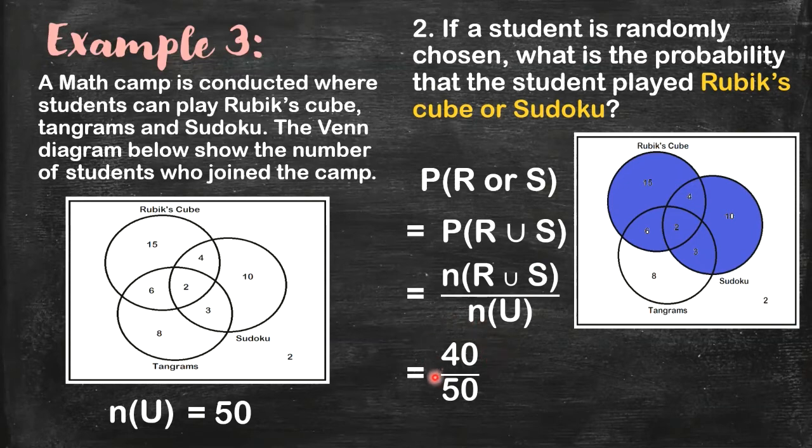Okay? So, after getting 40 over 50, don't stop here because this is not yet in simplest form. Right? You have to write it in its lowest term. So, like that, 4/5. Okay? So, this is the final answer.